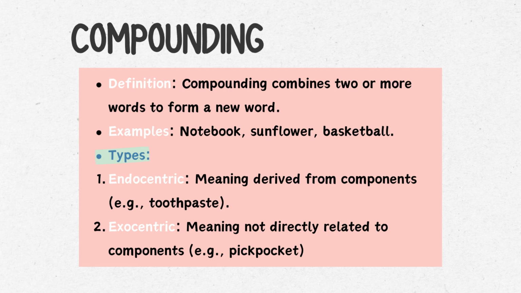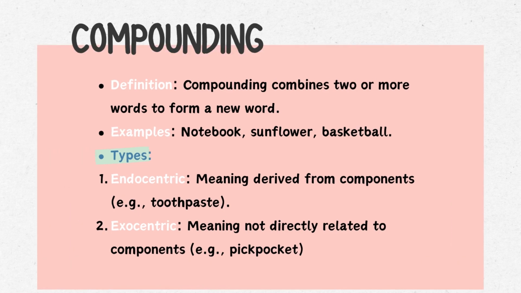Then we have exocentric compounding. In exocentric compounding, the resulting compound word does not have a clear head word and its meaning is not predictable from the meaning of the individual words. In the compound word forehead, the forehead is not a type of head but a part of the face. Same is the case for the word pickpocket. In each example, the compound word has a unique meaning that cannot be predicted from the individual words.